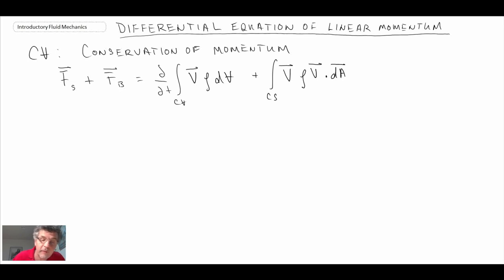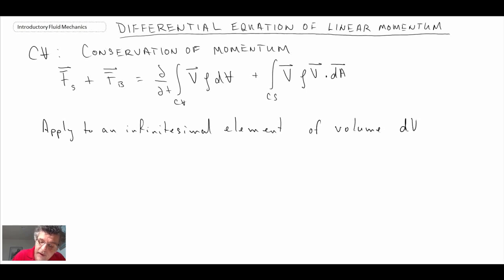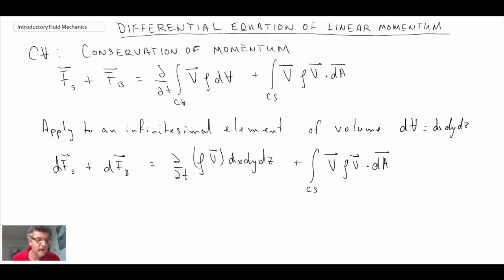Now what we're going to do is apply this, just like we did with continuity, to a little differential element. And we'll say the volume of that is dV, which is dx, dy, dz, the three dimensions of our little element. And consequently, we can rewrite the conservation of momentum for that differential element. Okay, so that's what we get.